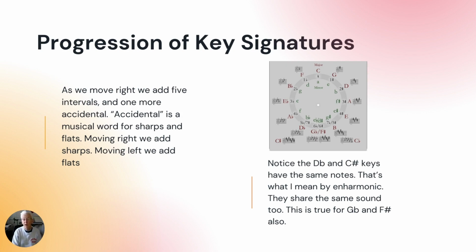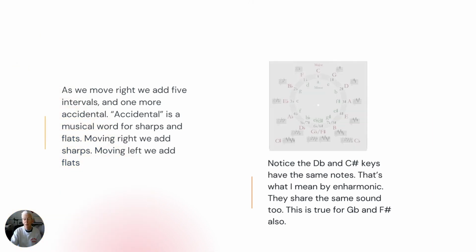5 intervals apart. Now, one other thing to notice is the D flat and the C sharp keys. Well, they have the same notes. That's what we mean by enharmonic. They share the same sound. That's true also for G flat and F sharp.